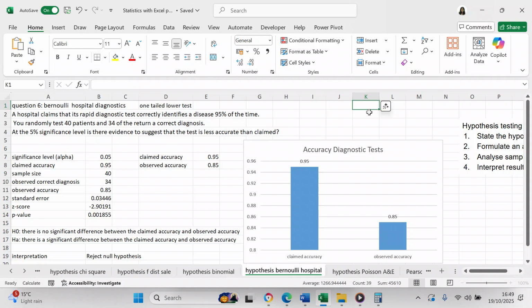In this video, what we're going to do is perform a hypothesis test using the Bernoulli distribution, and it's going to be a one-tailed lower test.